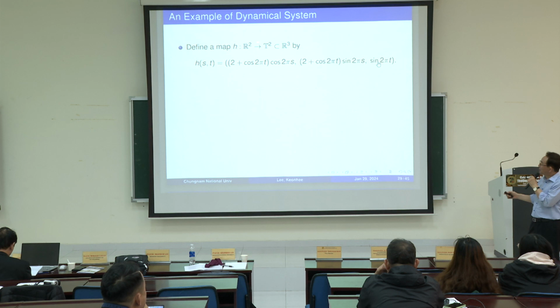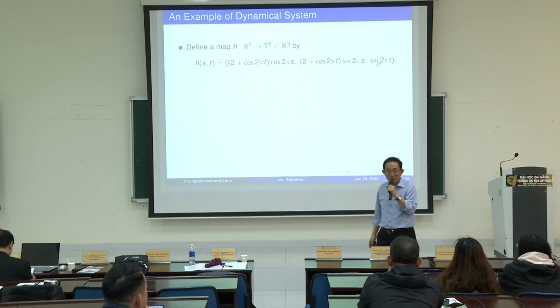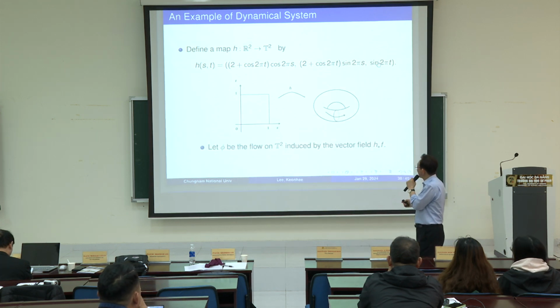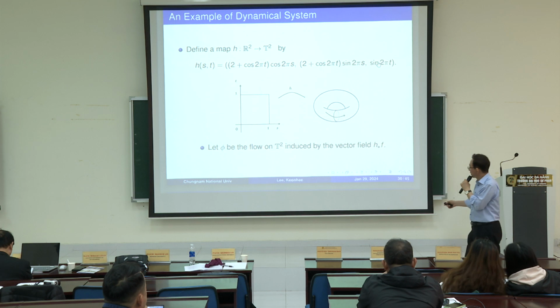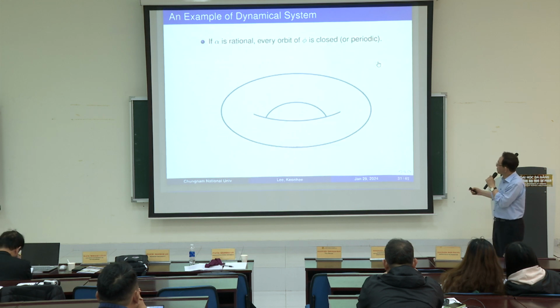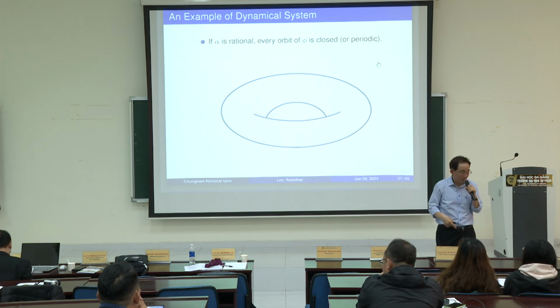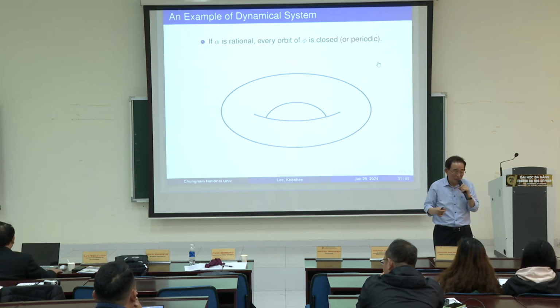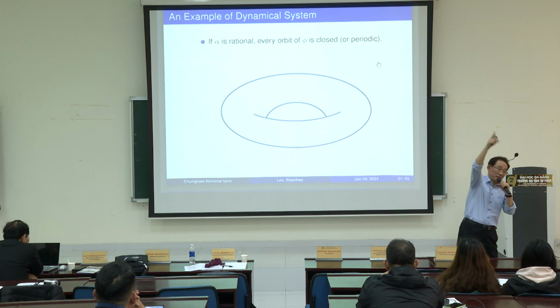Then define a map from R2 to the torus, a subset of R3, with first component, second component, third component. Not easy, maybe it's calculus. Define it this way. Then H is a map from here to here, the flow on the torus by the vector field. You can do this and forget it. This is not important. So if alpha is rational, then the orbit. What is an orbit? Solution. You know, in celestial dynamics in the universe, there is an orbit.